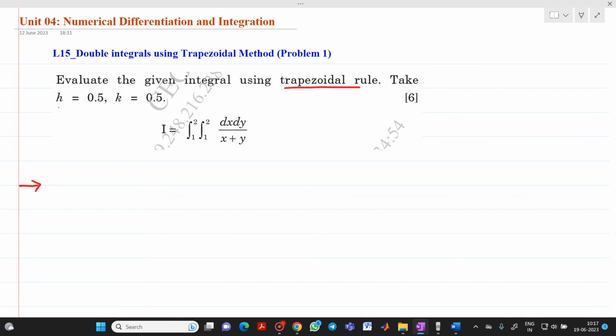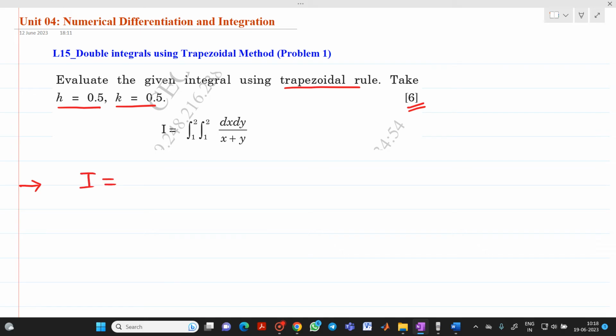Take h equal to 0.5 and k equal to 0.5 with the function as integration 1 to 2, integration 1 to 2, dx dy upon x plus y. The question was asked in a university examination for 6 marks. So let us see what your function is.